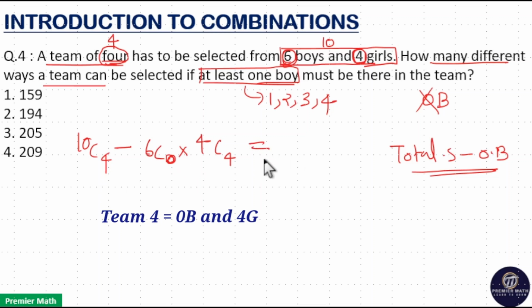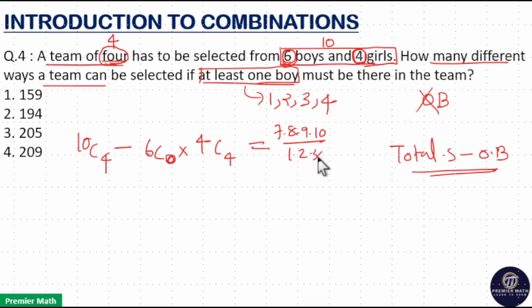Now subtract these possibilities. That is 10C4 means 6 factorial cancel, remaining 7 into 8 into 9 into 10 divided by 4 factorial. Minus 6C0 is equal to 1, 4C4 is equal to 1. Now this is equal to 4 into 2 is 8 cancel. Now 3 goes 3 times in 9. 7 into 3, 21. So 210 minus 1 is equal to 209.